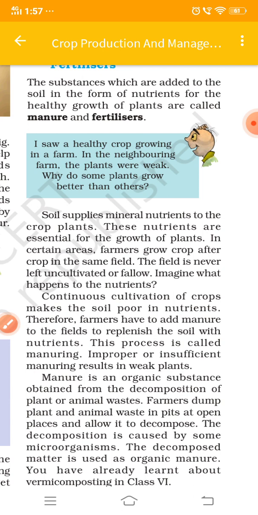No, they are renewable. No, they are not non-renewable. Okay, continuous cultivation of crops makes the soil poor in nutrients. Therefore, farmers have to add manure to the fields to replenish the soil with nutrients. This process is known as manuring. What is manuring? Adding manure to the plants to grow, the fertilization of the soil.